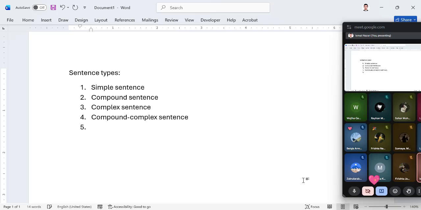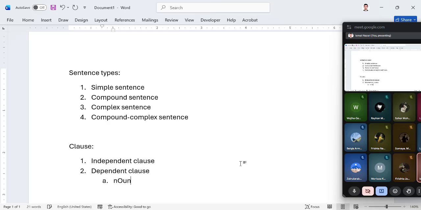So today, in this session, we will focus on dependent clauses, as we have had an introduction to clauses themselves. Then we mentioned the types of clauses. One was the independent clause, and the next one was the dependent clause. And the dependent clauses, as we had, include the noun clause. Noun clause is the first type.